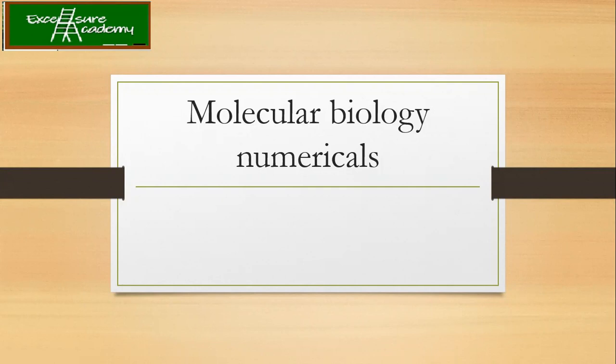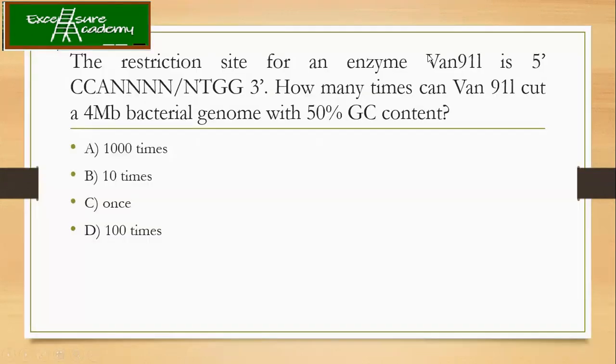So this is another numerical from the mole bio. It is based on the restriction sites only. So let's do our question today. The question says the restriction site for an enzyme 191L is 5-CCANNNNNTGG. How many times can this enzyme cut a 4 MB bacterial genome given that 50% GC content is present? Okay. Now, this looks very twisted, but it is not.